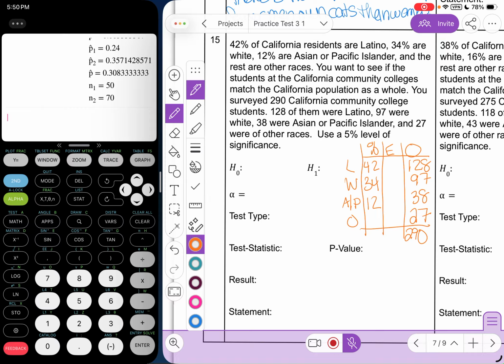So what test type? This is going to be a chi-square GOF because it asks you, does it match? That question tells you chi-square GOF.